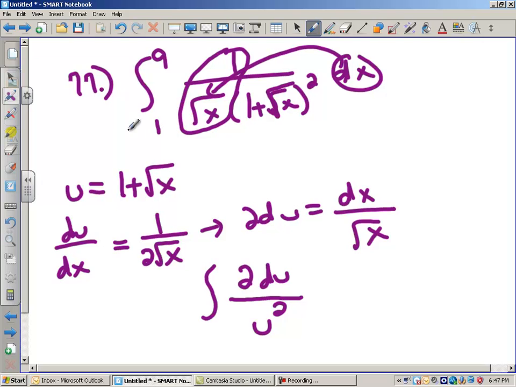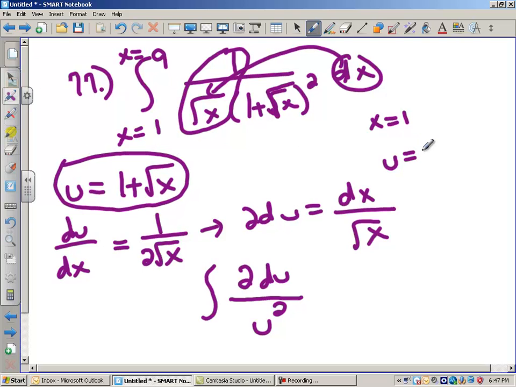Now what about these numbers? These are x equals 1 and x equals 9. So if x equals 1, then u equals, from this equation right here, u equals 1 plus the square root of 1, which is 2. So this bottom number is a 2. Then what about when x equals 9? If x equals 9, u equals 1 plus the square root of 9, which is 4.